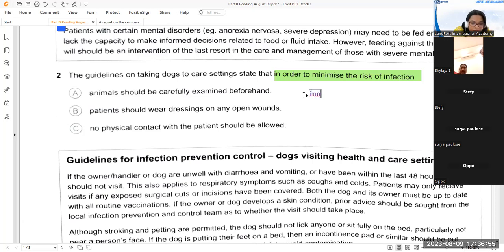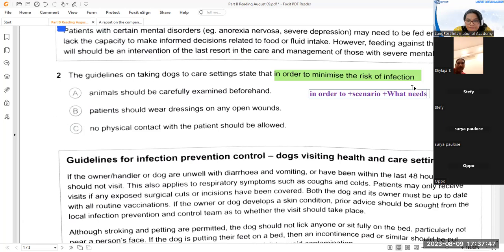I'll tell you one thing. Whenever you get an incomplete question, a question that does not end in a question mark, and it ends with in order to plus a scenario, in order to minimize the risk of infection, in order to start the treatment, in order to commence the procedure, something like that, you can interpret such a question with the question phrase.